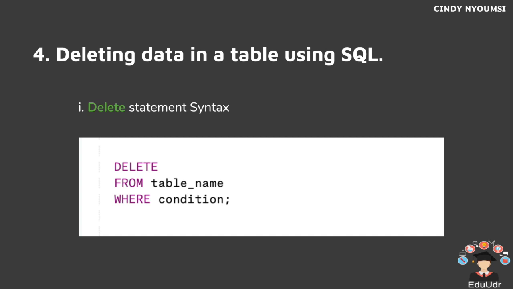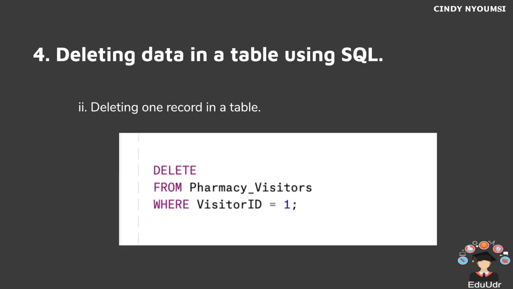Here's the syntax to delete records. It starts with the delete keyword, followed by the from keyword, then the table we want to delete from, and then we have a where clause again with the criteria for the records we want to delete. If we delete Jonathan Doe's record, we simply write delete from pharmacy visitors where visitor ID equals 1, and here we're only deleting one record, and that's Jonathan Doe's record.